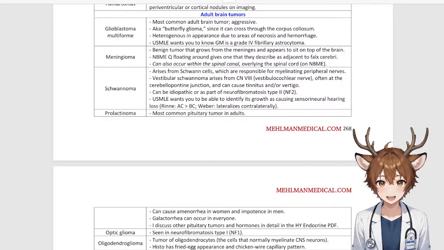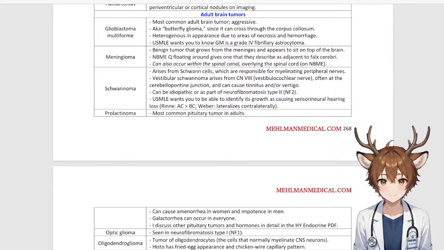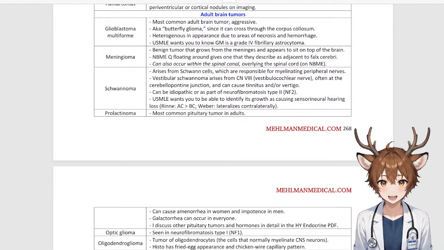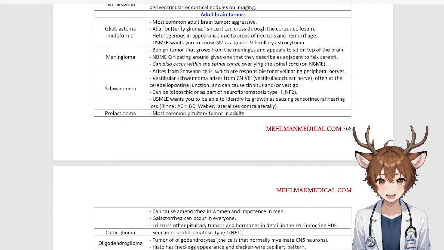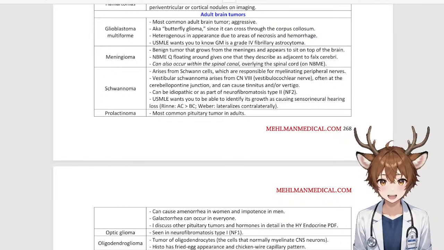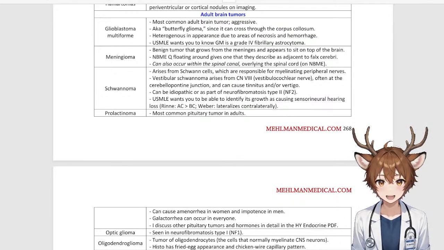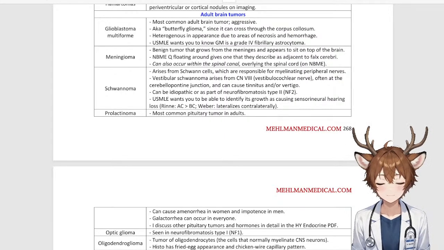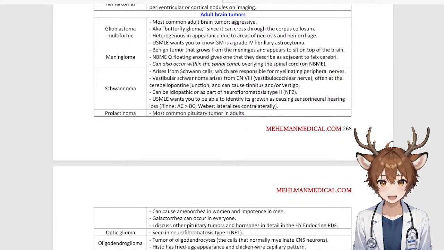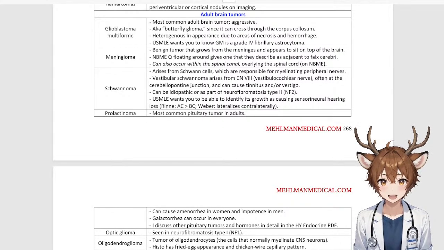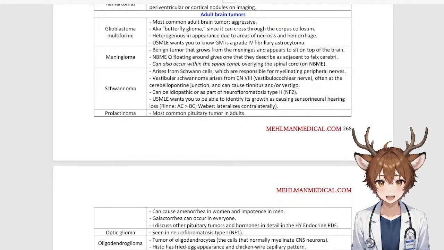Schwannoma arises from the Schwann cells, which are responsible for myelinating peripheral nerves. Vestibular schwannoma arises from cranial nerve 8, the vestibulocochlear nerve, often at the cerebellopontine angle, and can cause tinnitus and/or vertigo. Can be idiopathic or as part of neurofibromatosis type 2, NF2. USMLE wants you to be able to identify its growth as causing sensorineural hearing loss, where the Rinne test would show that air conduction is better than bone conduction, while the Weber test will lateralize contralaterally.